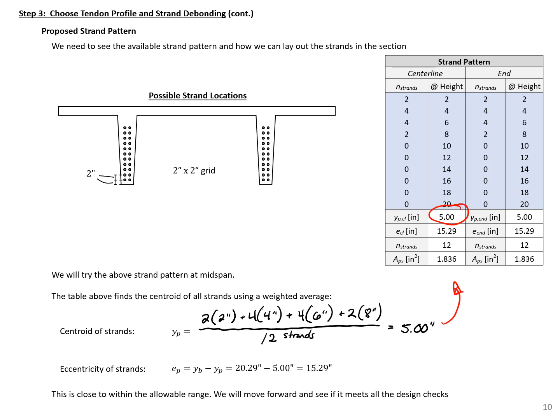So we can find our eccentricity by taking the distance between the centroid and the bottom, YB, minus that YP, which is the distance between the bottom and the centroid of the strands, to give us our eccentricity. And again, we were shooting for right around 15 inches, so we're at 15.29, so that's close enough.